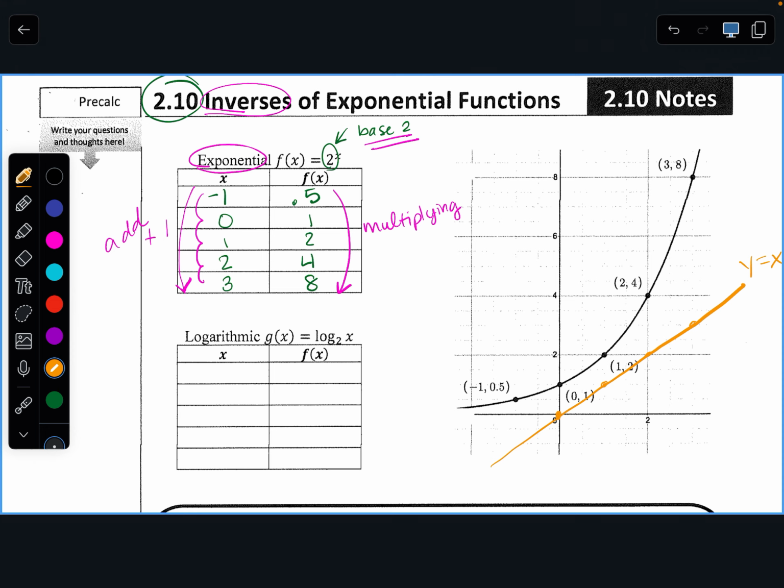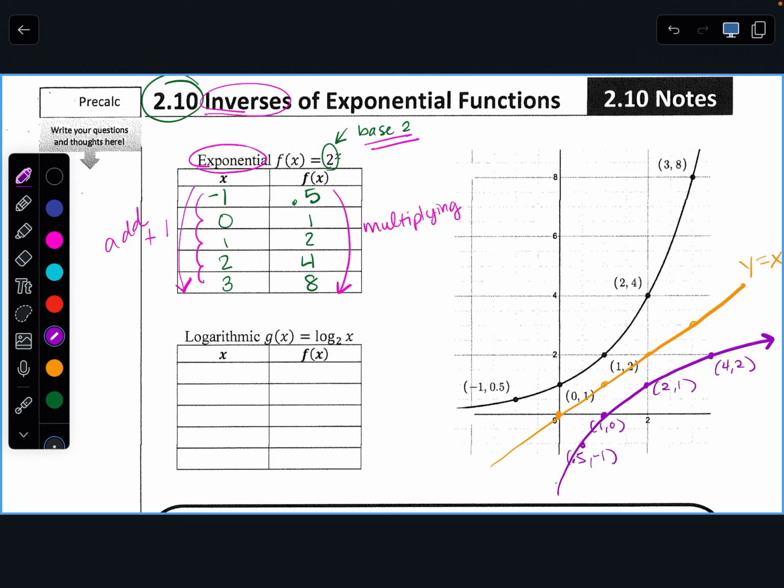So if I look here, I can see that the reflection of this (0, 1) will be at (1, 0). I'm going to put this in purple. The reflection of (-1, 0.5) will be (0.5, -1). The reflection of (1, 2) will be (2, 1). The reflection of (2, 4) will be (4, 2). And then the reflection of (3, 8) will be (8, 3), which is off of my page. So it's going to look something like this.